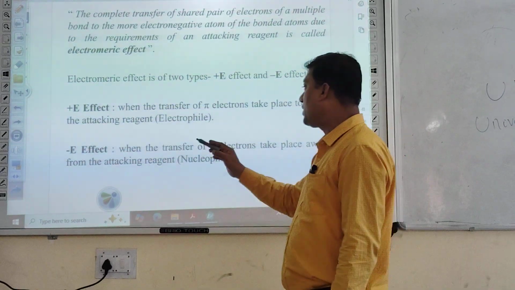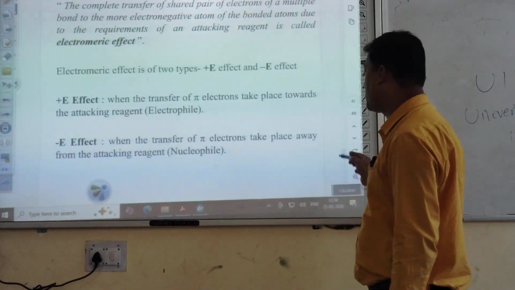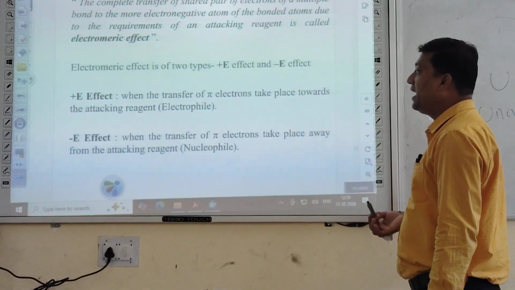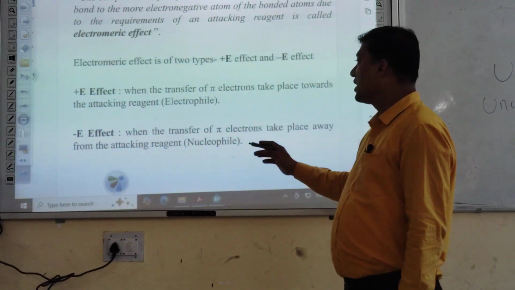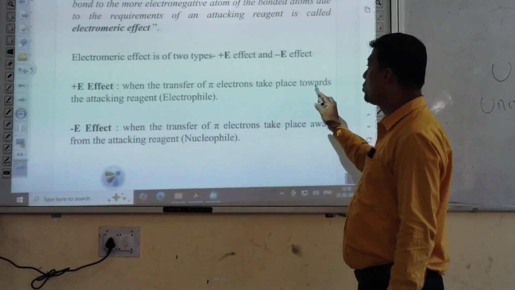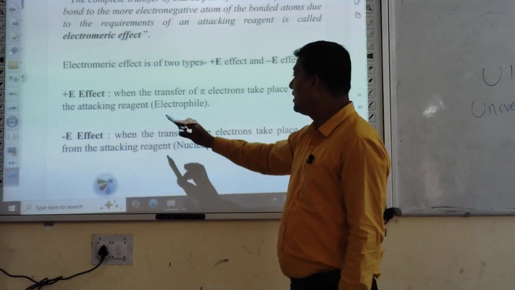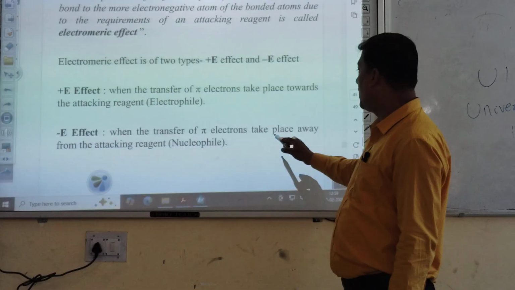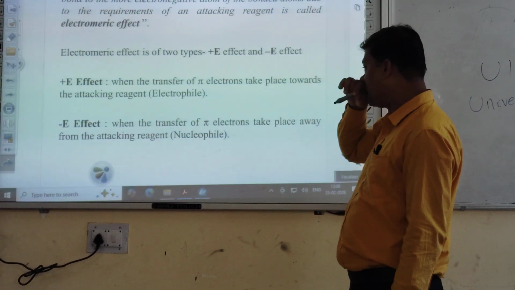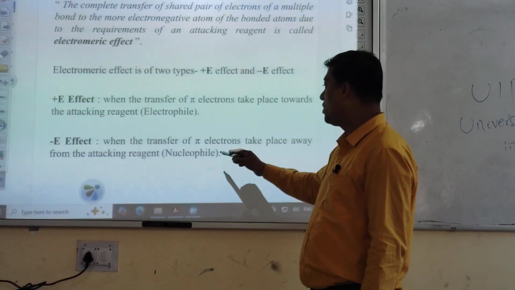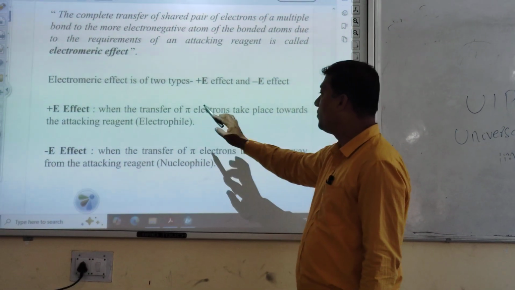Then minus E effect: when the transfer of pi electrons takes place away from the attacking reagent, that is the nucleophile. Plus E is towards the attacking reagent, and minus E takes place away from the attacking reagent. That is known as nucleophile. It is the electrophile.